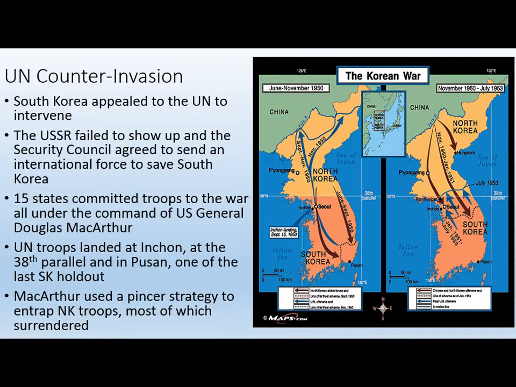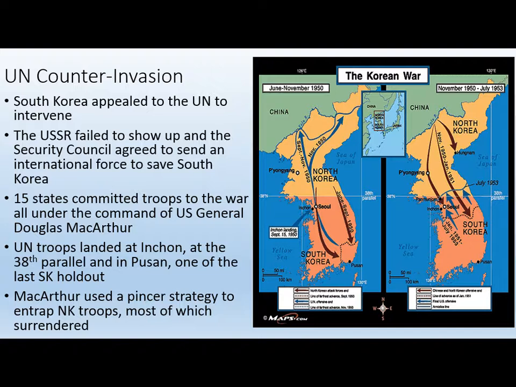Now, as luck would have it, the Soviet Union did not show up to the Security Council meeting where South Korea appeals to the United Nations to intervene. That is a mistake for the Soviet Union. The Security Council, under the leadership of the United States of America, agrees to send an international force to save South Korea from North Korea.